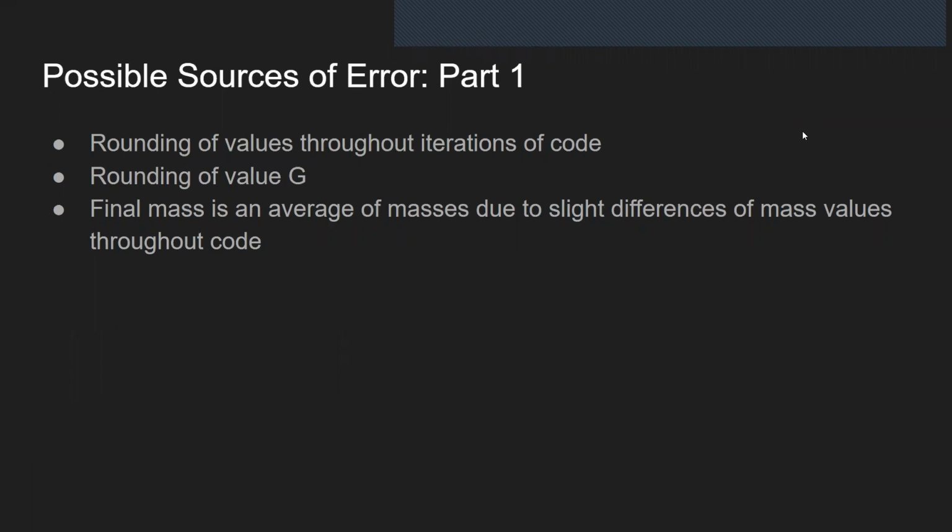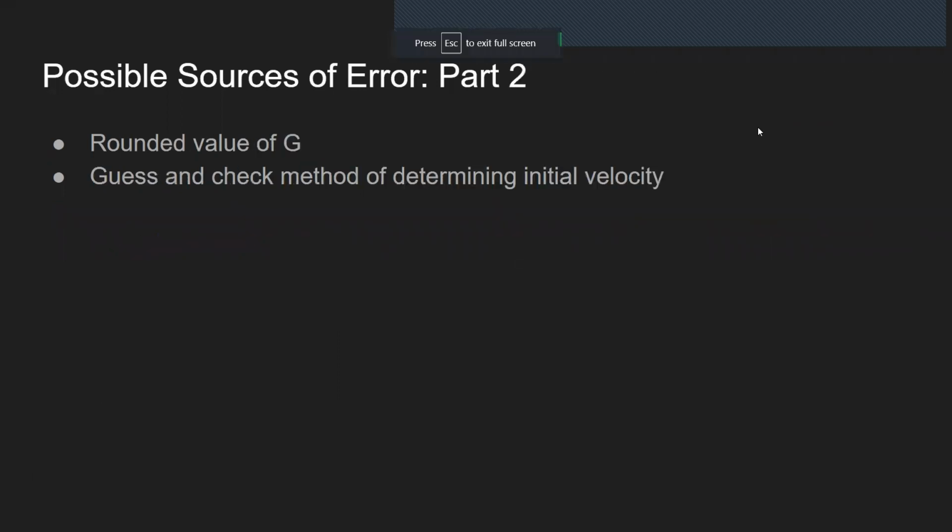Possible sources of error in part 1 include rounding values throughout iterations of code by the computer, and rounding of the value G by using 6.7 instead of 6.67. And lastly, although not an error, the final mass is an average of the masses due to slight differences of mass values throughout the code. And that is referring to the mass of the black hole through each iteration of the loop. As for part 2, the errors include a rounded value G, as mentioned earlier, and a guess and check method of determining the initial velocity of the spaceship.